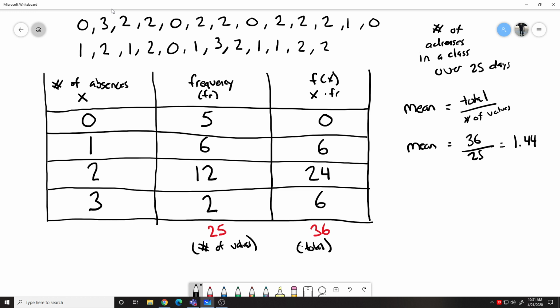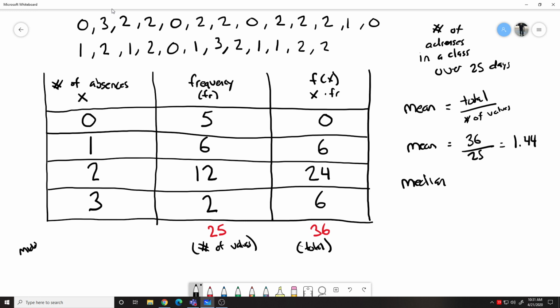What if I wanted the median? This is really useful, because to find the median without a frequency table, you would have to order this data. You would need to put all the zeros first, then all the ones, then all the twos, then all the threes. With a frequency table, this is going to be really simple. All I have to do is figure out where the middle is. I have 25 points of data, right? Where's the middle number? Let's go over here.